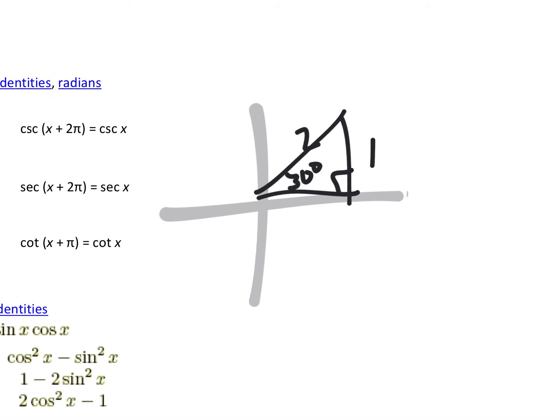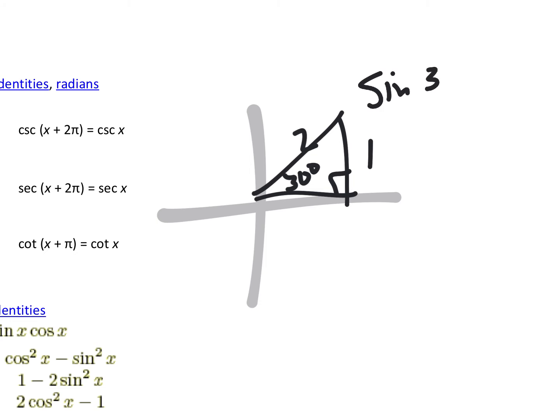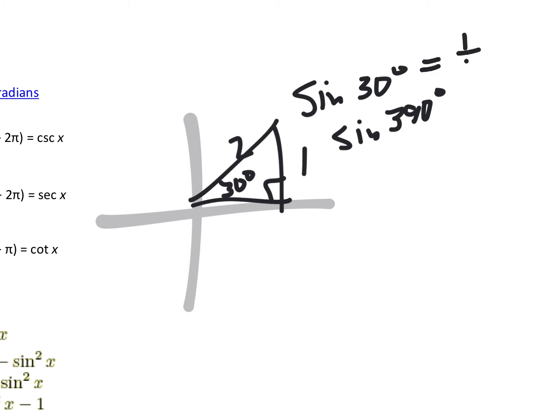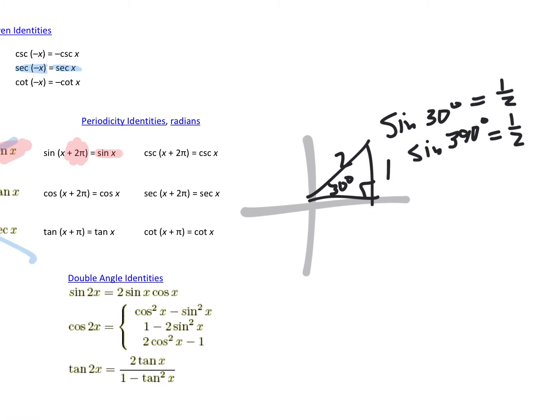So if I'd asked you for the sine of 30, that'd be the exact same thing as asking you for the sine of 30 plus 2 pi, which is like 360. So sine of 390, it's the exact same thing. Either way, sine of 30 is 1/2. So sine of 390 is also 1/2. I just added 2 pi to it and I get the same answer. Does that make sense? Those are pretty easy.